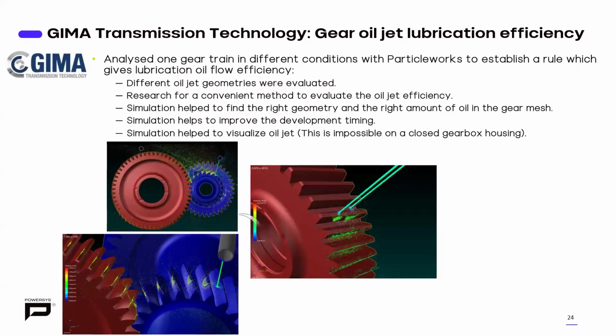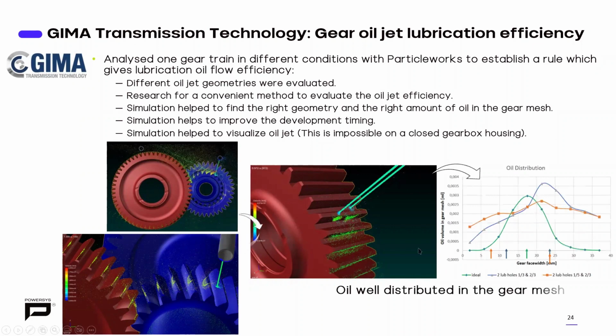So also Gina was very happy because the target was achieved. They made a couple of simulations using different geometries of the oil jet, so they were able to improve the different times. They found the best geometry and the right amount of oil. From Particleworks, it is also very easy for us to visualize the oil distribution and compare it with the measurement.